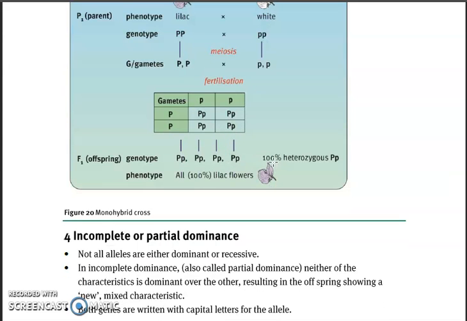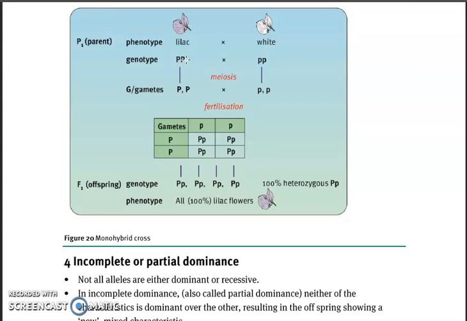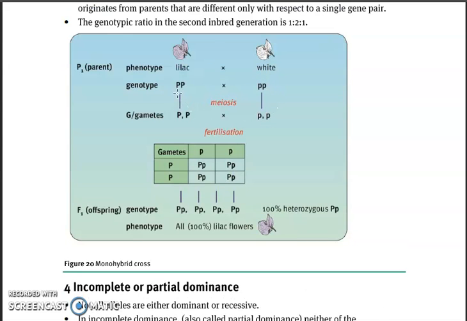So what this tells us is basically they're all the same, capital P, little p, because we were looking at a homozygous dominant crossed with a homozygous recessive here. Remember what homozygous means? Both having 2 identical alleles.